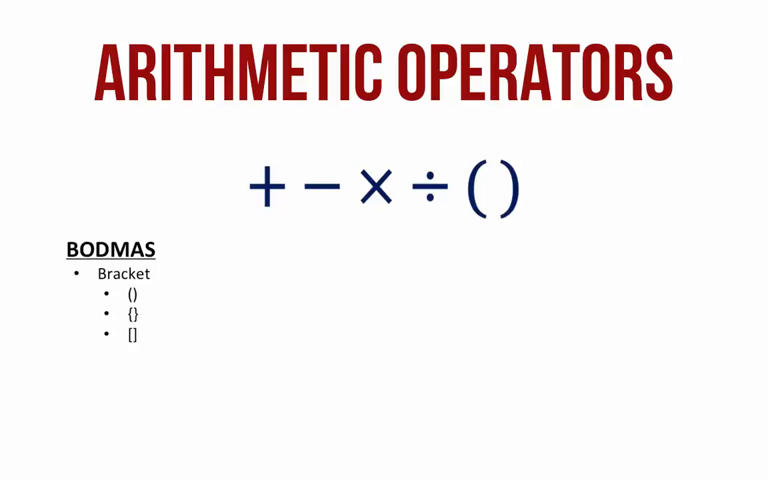B stands for bracket. It can be of any form shown on the screen. O stands for of or to the power of. D stands for division, M for multiplication, A for addition, and S for subtraction. BODMAS gives you the order in which mathematical expressions have to be solved. Carefully follow this order or your answer will be wrong.